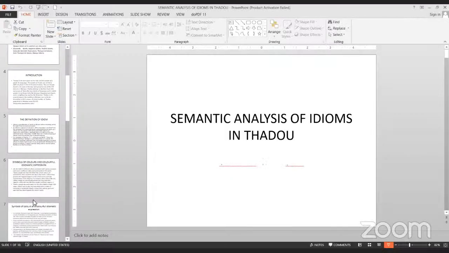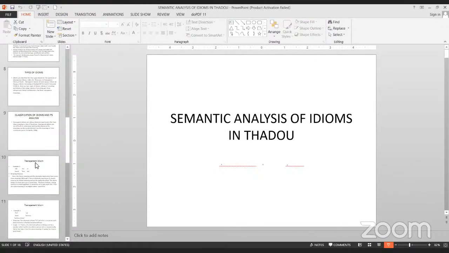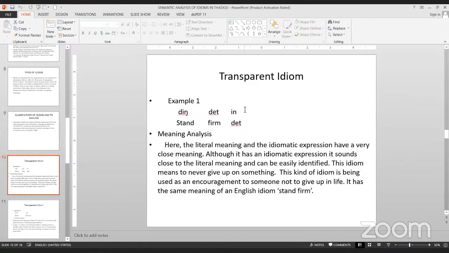Yes, we can. Kimi, that was a very interesting paper. My first question is, how do you differentiate between an idiom and other wise sayings or proverbs in Thado? And I have seen your glossing in example one as well as in the last example, the "in" is not a determiner. In the first example, "in" is an imperative marker. It's not a determiner. Thank you, ma'am, for correcting.